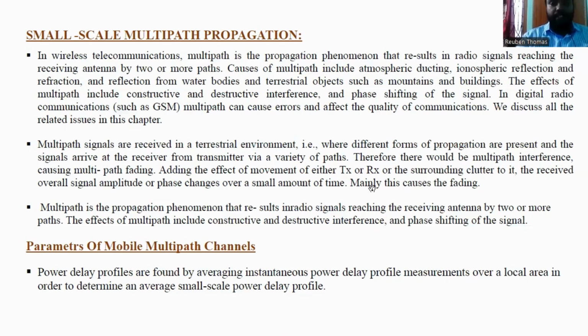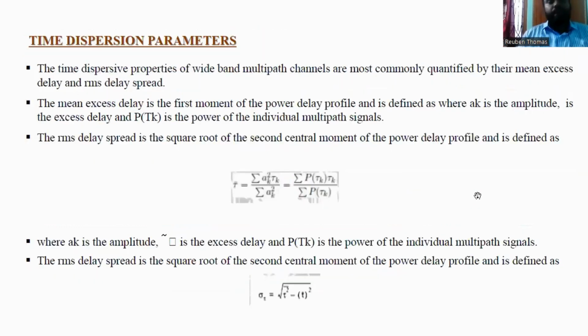Time dispersion parameters. So what do we mean by time dispersion? The time dispersion parameters of wideband multipath channels are most commonly quantified by their mean excess delay and RMS delay spread. The mean excess delay is the first moment of the power delay profile and is defined as follows, where a_k is the amplitude, tau_k is the excess delay, and P(tau_k) is the power of the individual multipath signals.